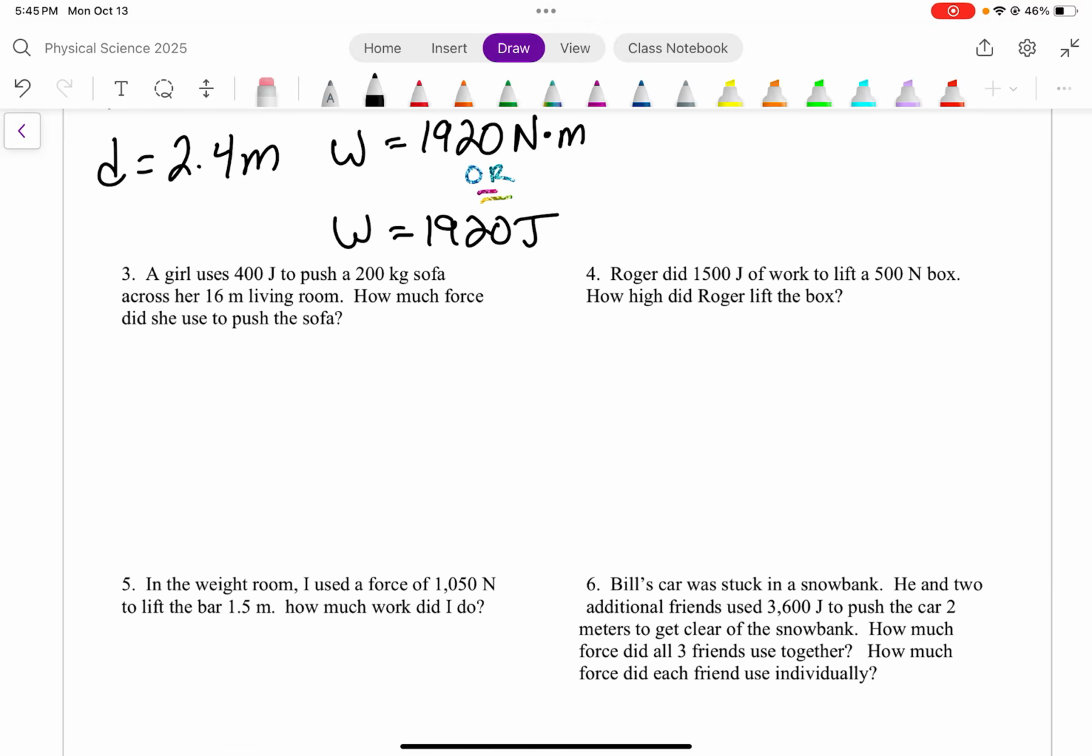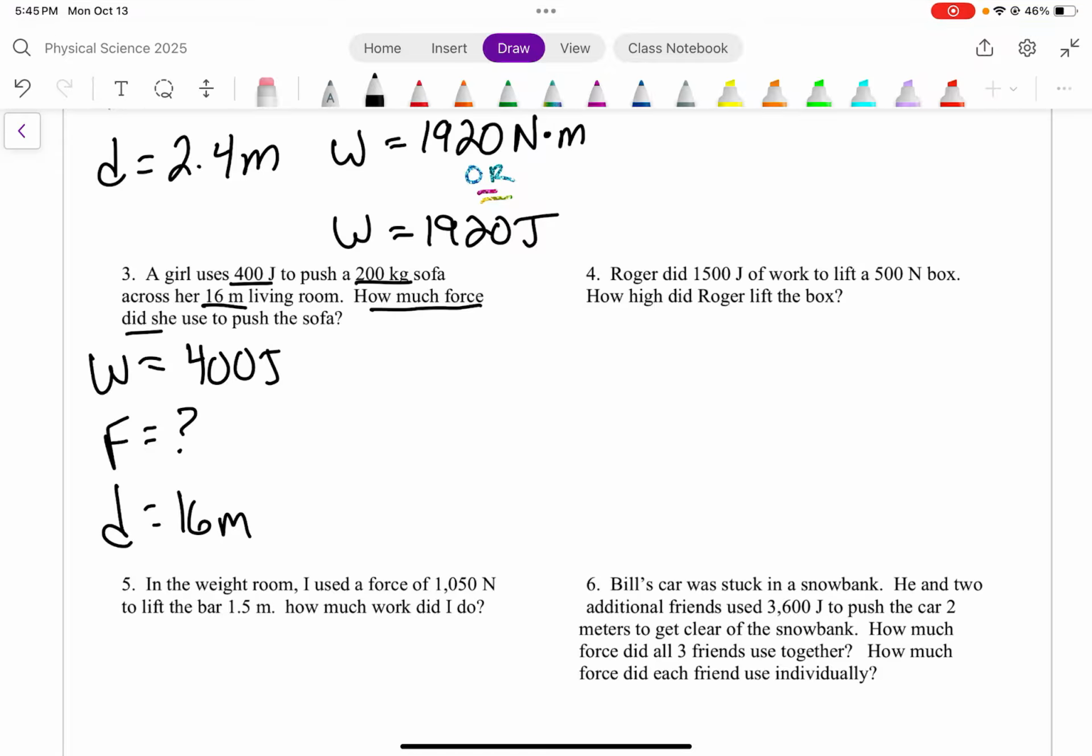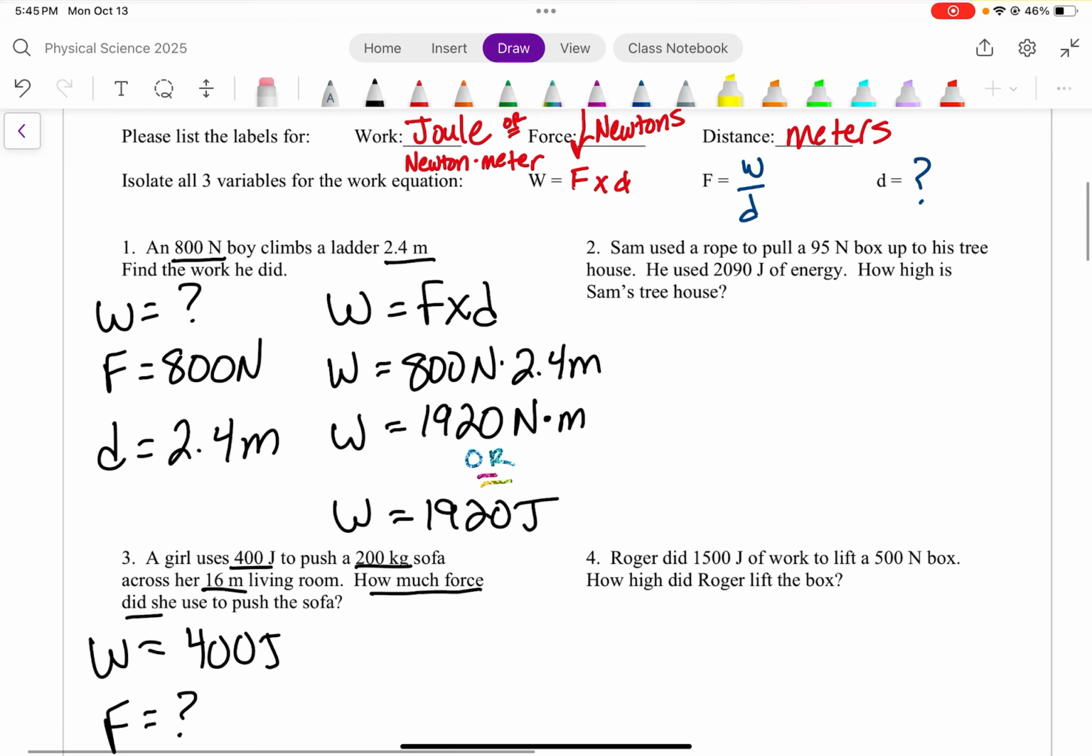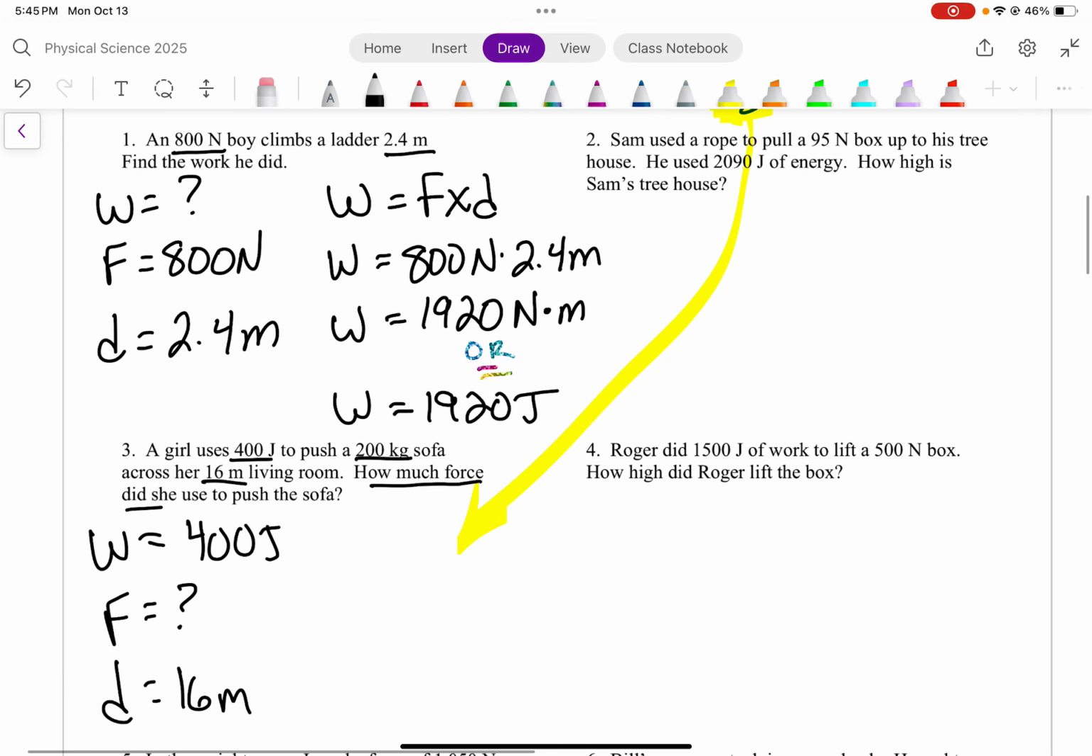If I go to number 3, 400 joules, that would be work. That's our label for work. 200 kilograms, that's for mass. I don't see anywhere for that just yet. Distance is 16 meters. How much force did she use? So here's my question mark. Well, if I go back up here, we already solved for force. That's right here. That was the purpose of doing this. And so now that comes down there. There's our equation. We've already got it figured out.